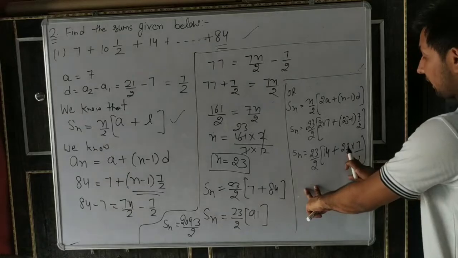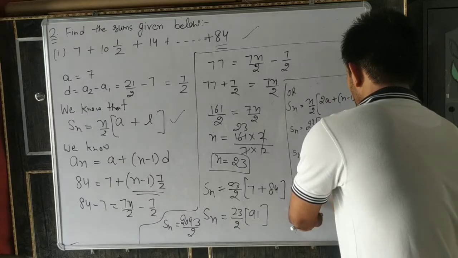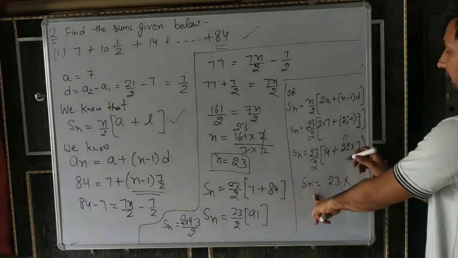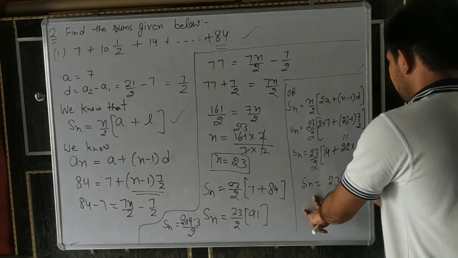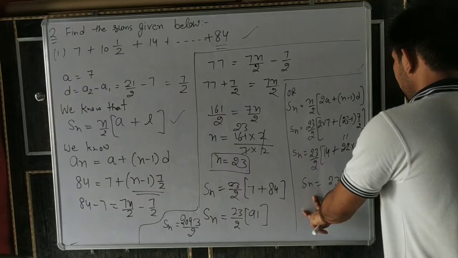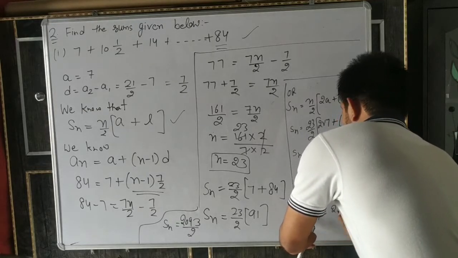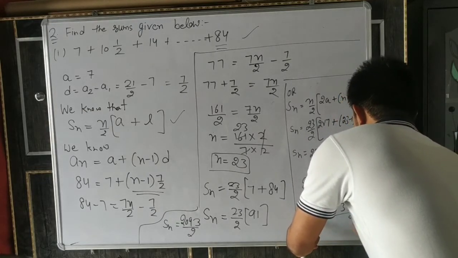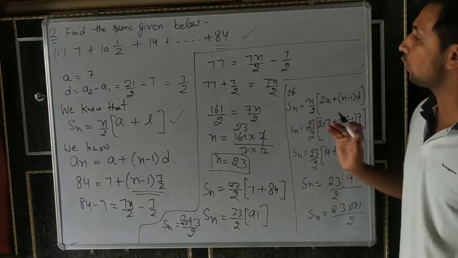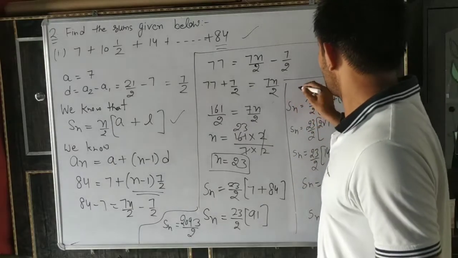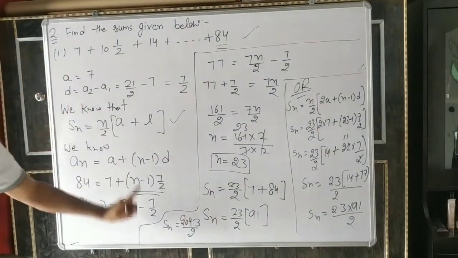Here multiply 22 into 7. So 2 cancels, 11. So it becomes Sn equal to 23 multiply, sorry, 23 bracket 14 plus 77 divided by 2. So Sn equal to 23 into 91 divided by 2, same as it is. So in both of the formulas, the answer will be the same. Understand? So you can use any formula.